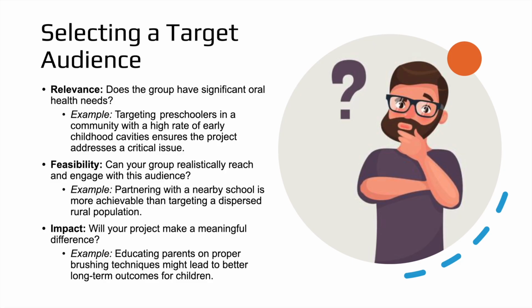Feasibility. Can your group realistically reach and engage with the audience? When we think broader at the beginning, like big picture, what type of people might we want to connect with? We might think, oh, we want to look at rural Oregon. Can your group realistically reach and engage with that audience? I would say probably not. We're probably not driving out to rural Eastern Oregon and trying to pull people together that are really dispersed through that area. That's not going to work for this type of project. So can your group realistically reach and engage with them?